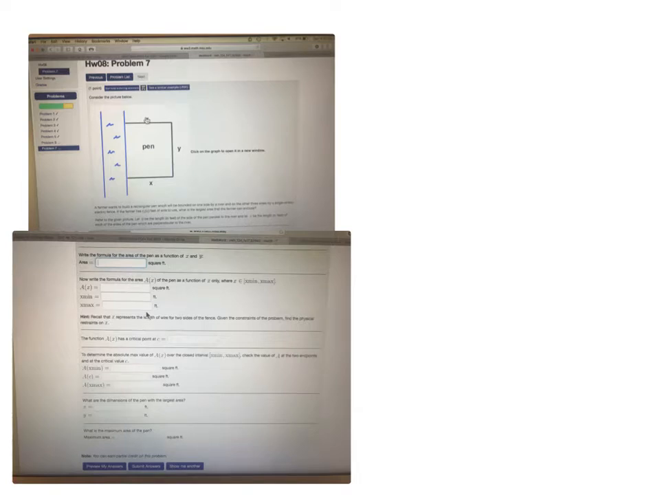Okay, so this is a classic optimization problem where you're trying to get the area for this pen to be as big as possible and yet still use only 680 feet of the wire fence. So the first thing we need to do is realize that we're trying to get the area function to be optimized, and the area of that rectangular pen is the length times the width, so we're just going to write x times y.